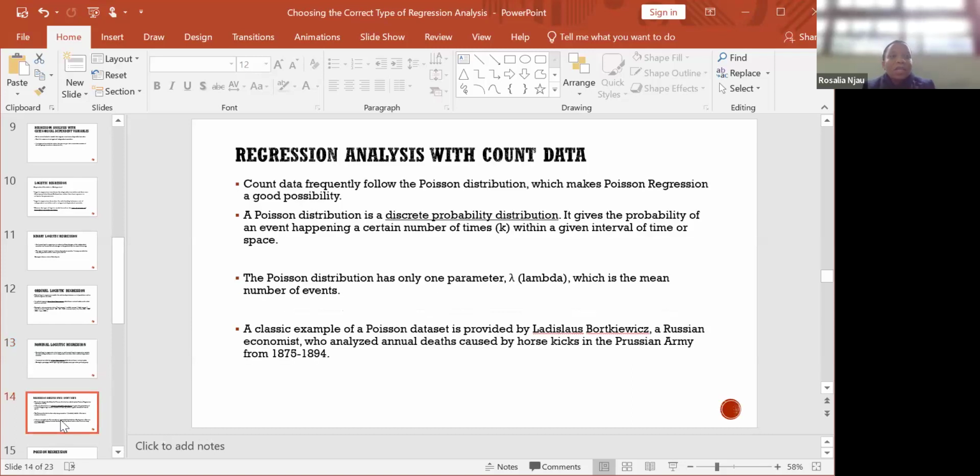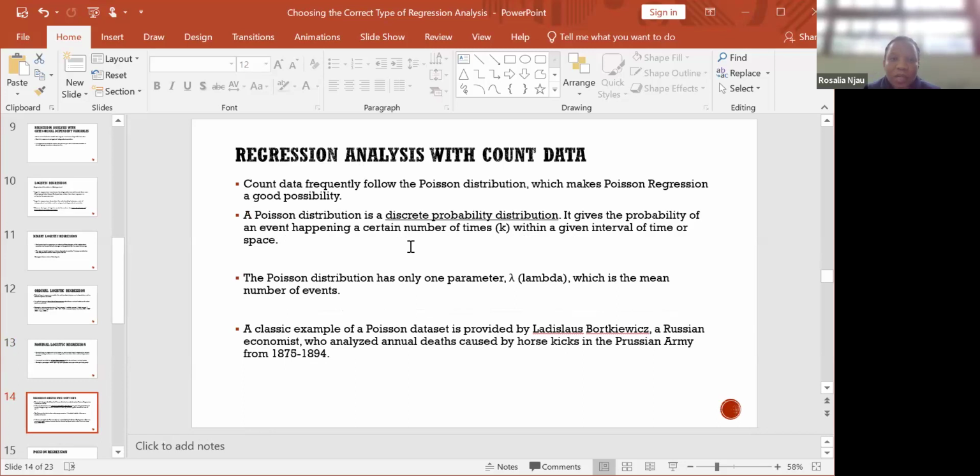So that was a dependent variable that has a categorical manner. Now we're going into the count data. So, regression analysis with count data. First, count data frequently follow the Poisson distribution.